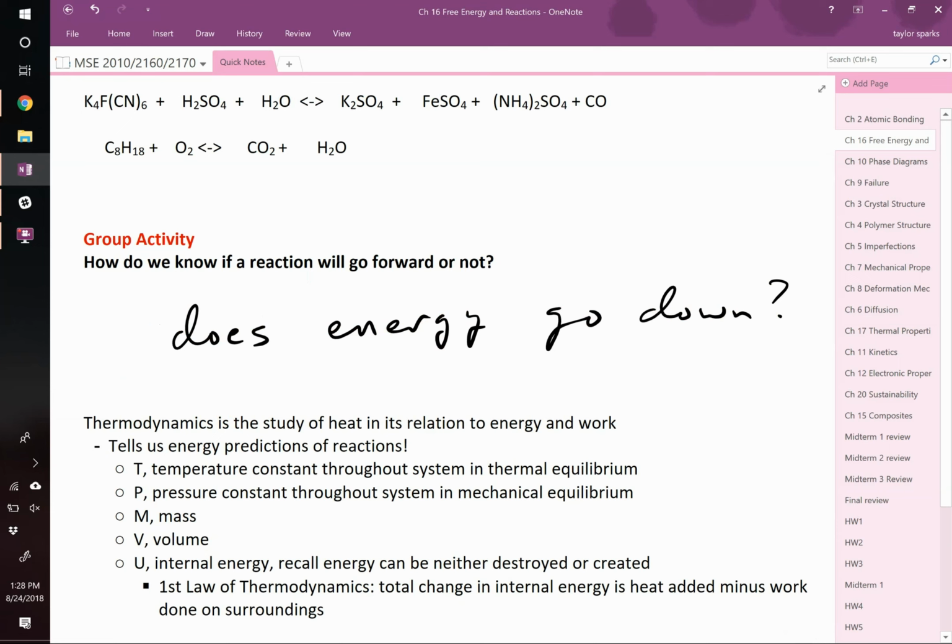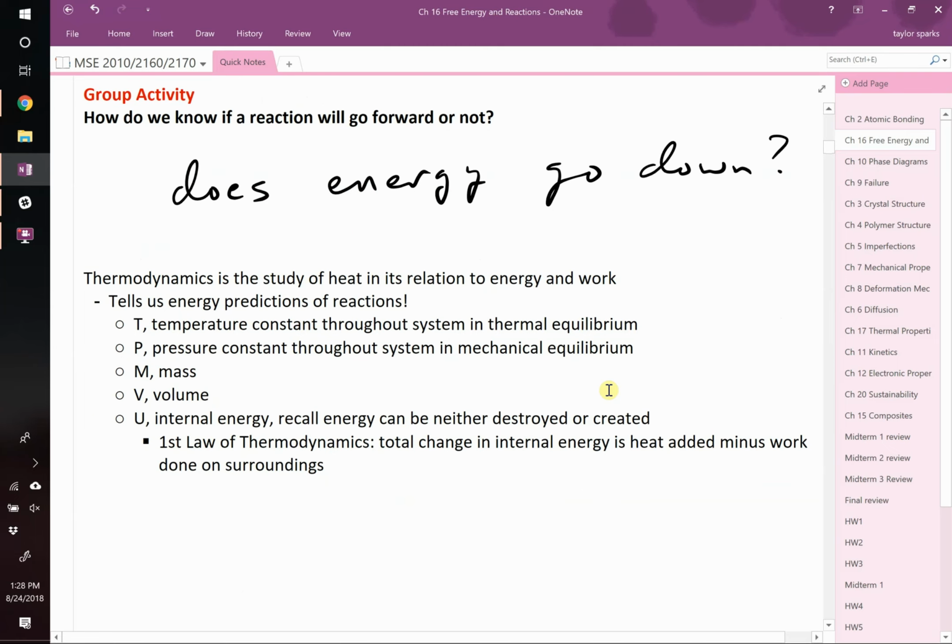So thermodynamics. I don't think you woke up this morning and thought to yourself, I think I'm going to learn about the first law of thermodynamics today. Probably the second one too, but here we are, doing it anyways. What is thermodynamics? Thermodynamics is the study of heat as it relates to energy and work, right? That's thermodynamics, hence the name thermo. And it is what we use to predict whether reactions happen or not, okay?